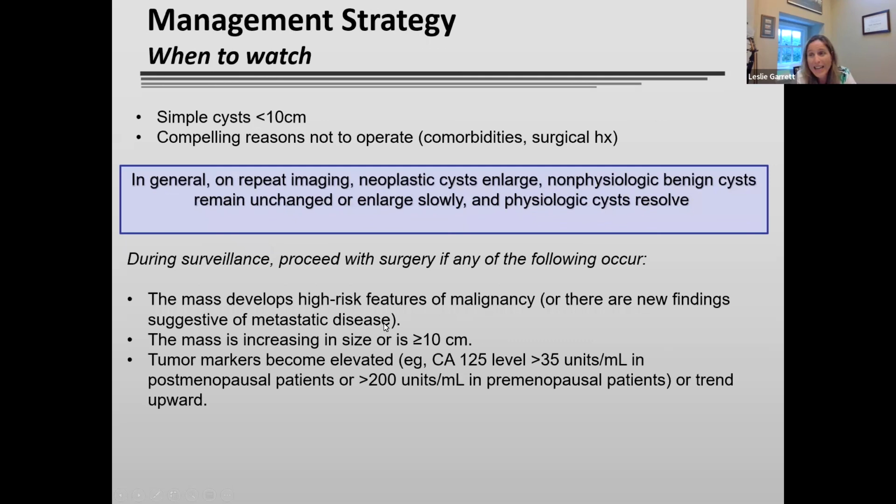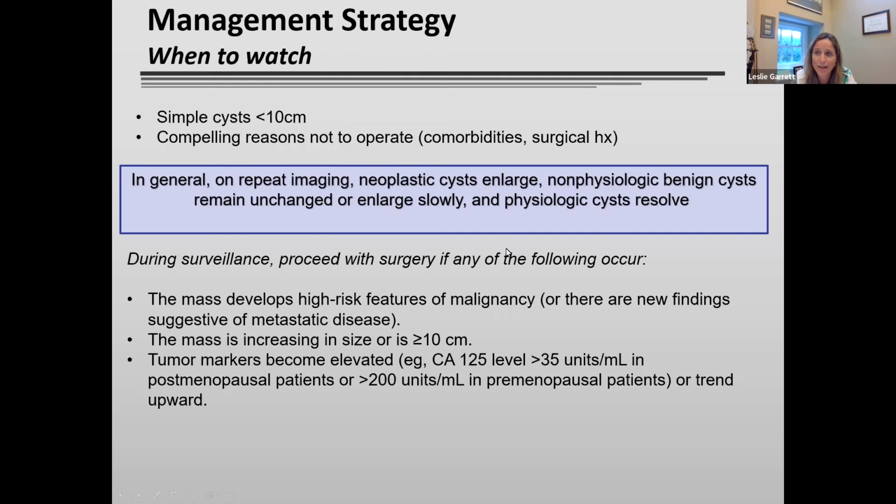So when can we watch these patients? When can we say, hey, you know what, you don't have to go to the operating room? It's reasonable to do ultrasound. So simple cysts less than 10 centimeters, right? You can offer surgery, but if the patient is asymptomatic, it was an incidental finding, it is okay. And also if there are compelling reasons, right? High risk, a lot of these patients are sick, they've had multiple abdominal surgeries. It's high risk, and now your risk-benefit ratio is starting to change towards I like the idea of ultrasound.